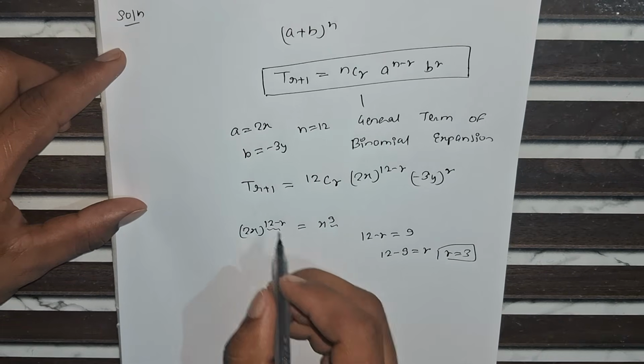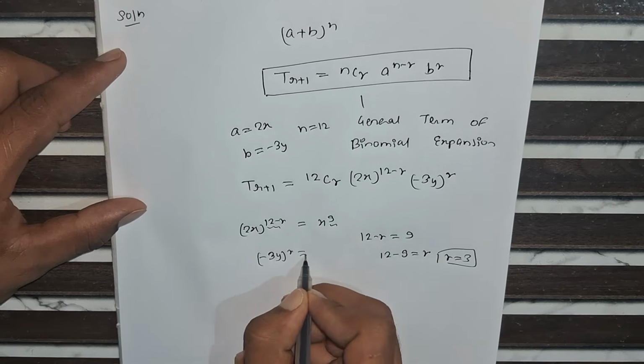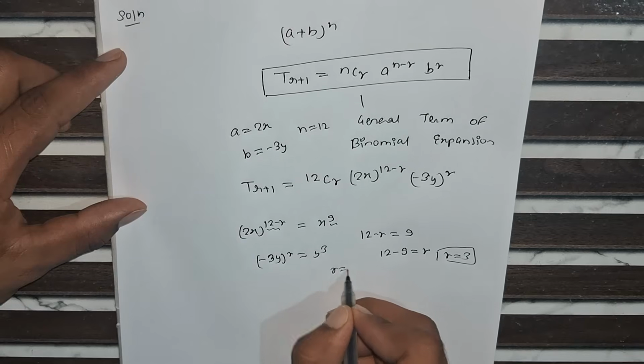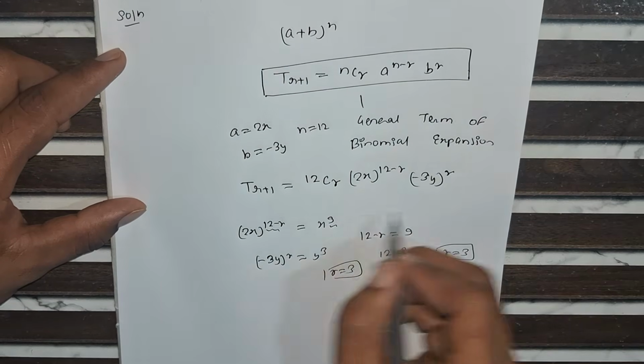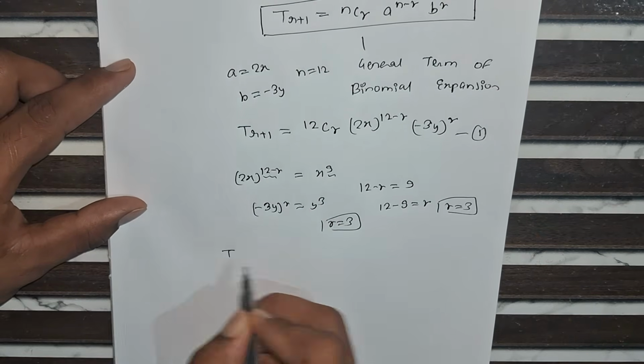So now according to y, (minus 3y) to the power r equals y to the power 3. So here we directly get r equals 3. So both r values are the same. Now we put the value of r in this equation. This is one equation to get the coefficient of x to the power 9 and y to the power 3. So now the r value is 3.